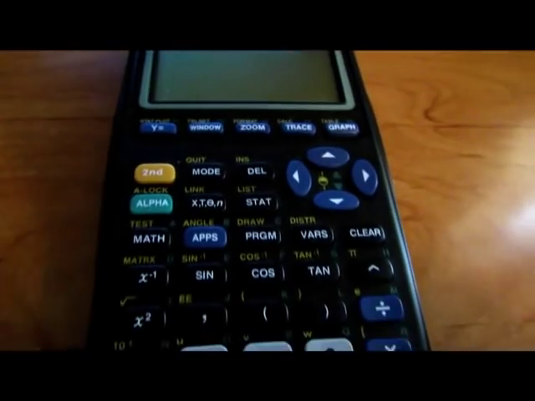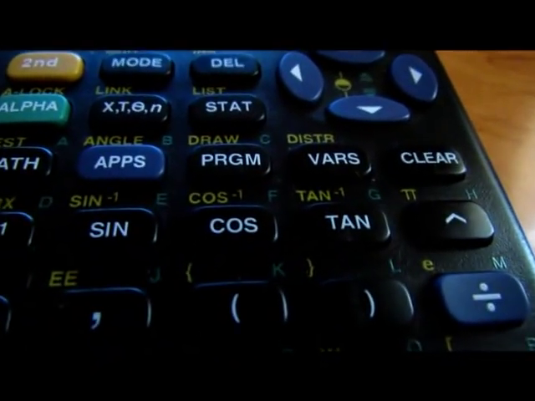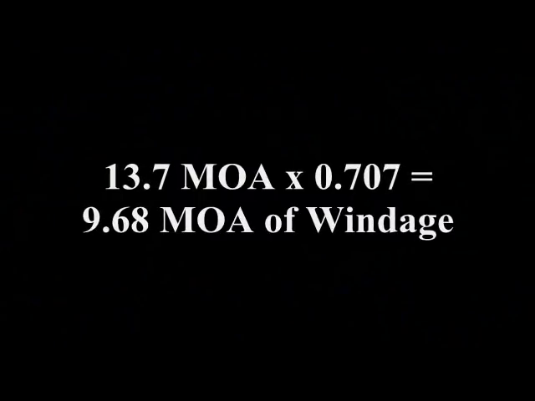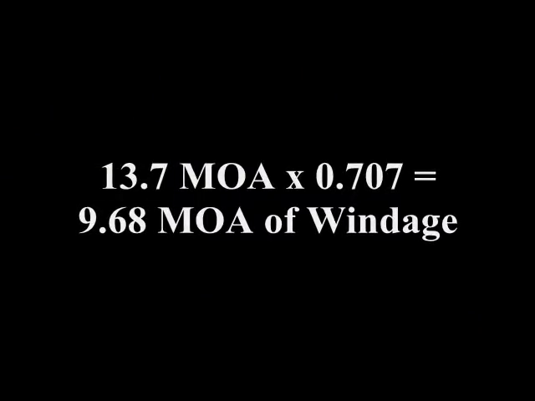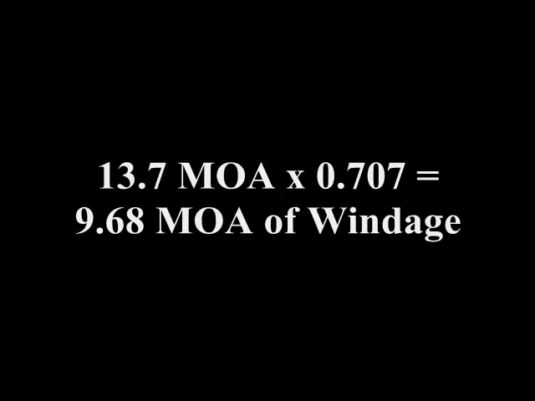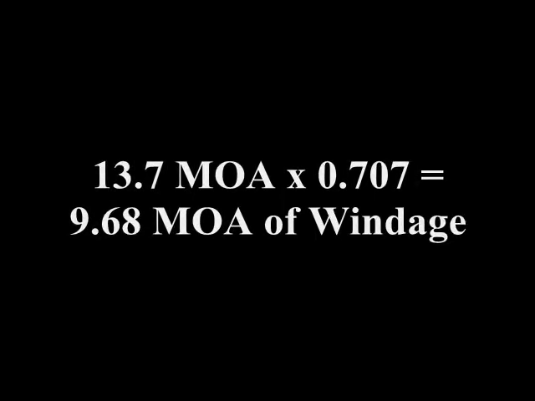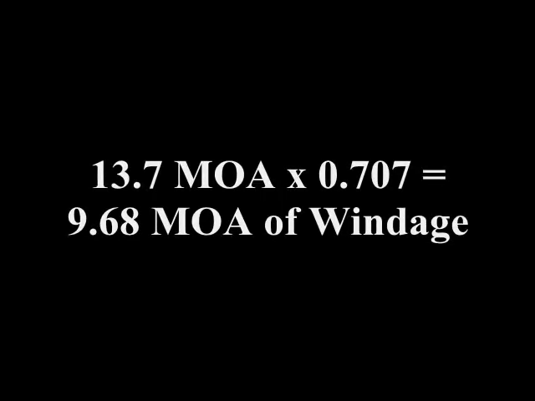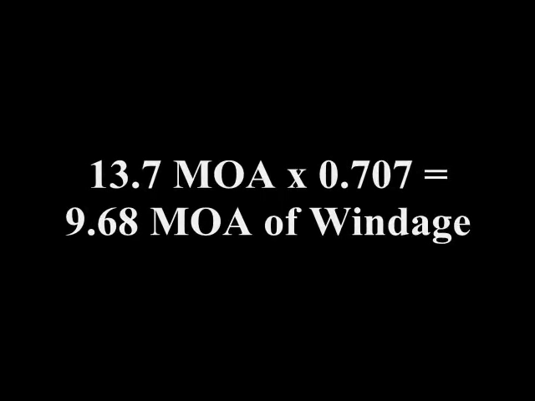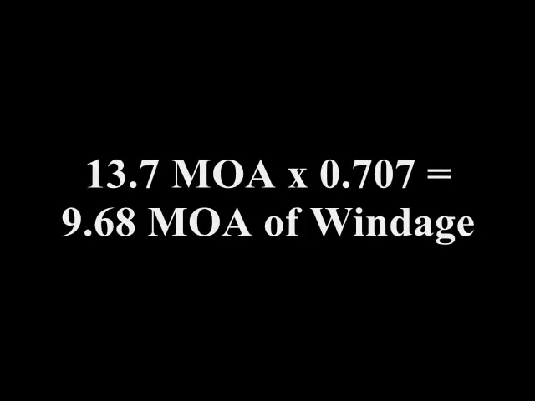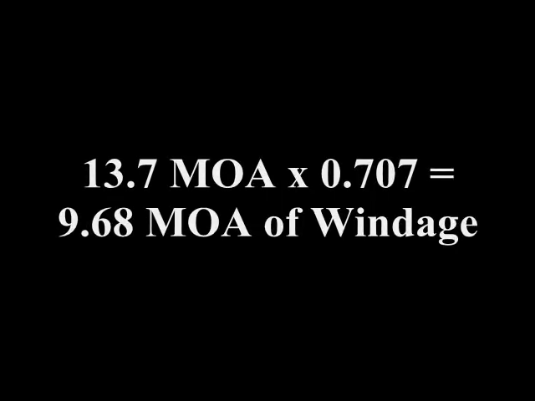So you take your full wind value, which was 13.7 minutes of angle, and instead of dividing by 2, that would be multiplying it by 0.5. It's not 50% of that. It's going to be 70%. So we take our 13.7 minutes of angle times 0.7, and that'll actually give us a correction of 9.6 minutes of angle as opposed to 6.85, which is a significant difference.